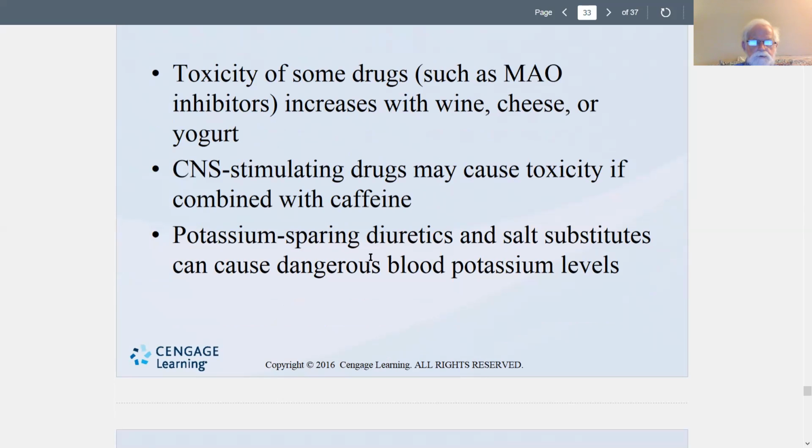We have diuretics, potassium sparing diuretics, and salt substitutes can lower blood potassium levels. Blood potassium and sodium are in blood. They are what we call monovalent cations. Sodium and potassium are very carefully balanced within the body. The major extracellular ion, monovalent cation, is sodium. The major intracellular is potassium, but they can exchange, and that ratio is critical to health.